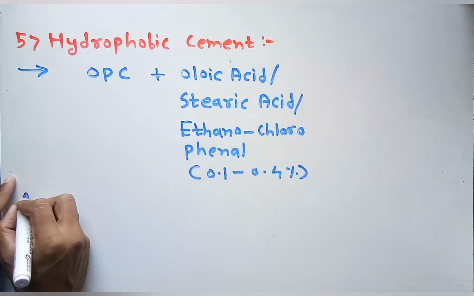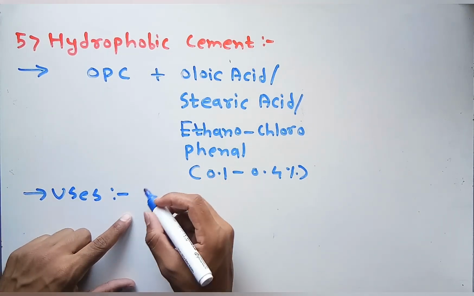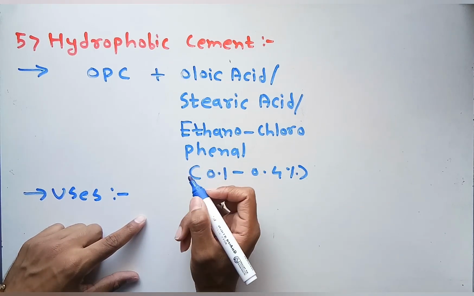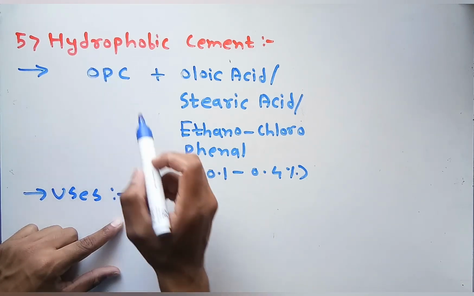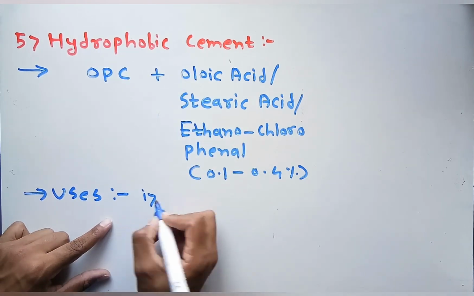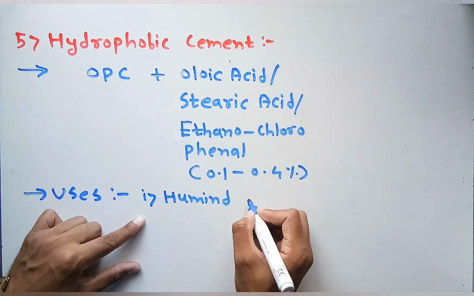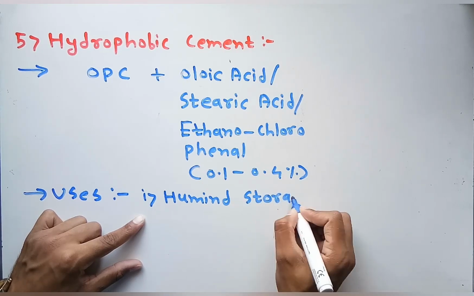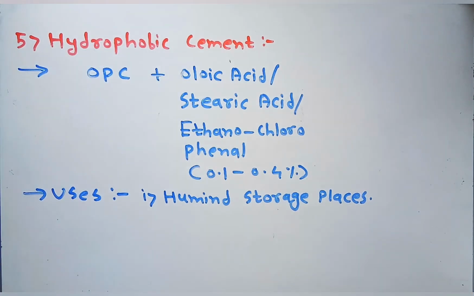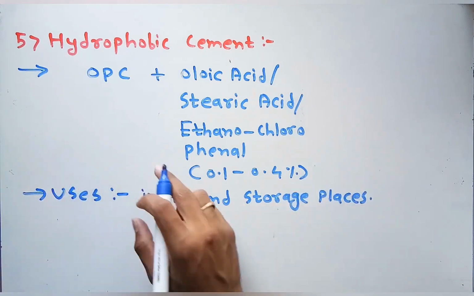Now we will see its uses. As we all know, when we keep the OPC or any cement in humid conditions, the quality starts decreasing, that is deterioration of the cement happens. So to avoid these conditions, the hydrophobic cement is used. It can be used in humid storage places. So this is much more similar to the waterproofing cement. So this is all about the hydrophobic cement.